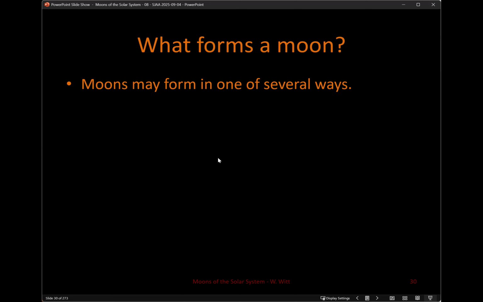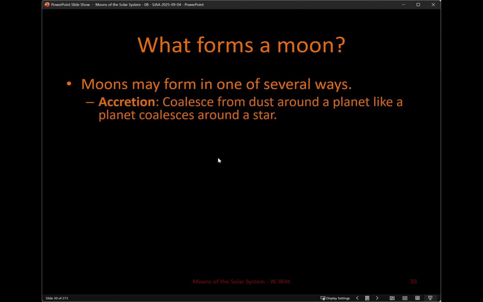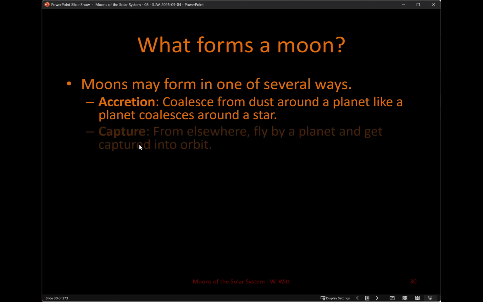Well, moons can form in several ways. One can be what we call accretion, which is kind of like how the planets formed around the star in the prior story that we just told. So accretion would mean that there's just a disk of dust around the planet, and the dust or other clutter in that disk can coalesce, stick together, and then, through gravity, pull itself into a firmer object, and that could become a moon around a planet. So accretion is coalescing from dust around a planet, like a planet coalesces around a star.